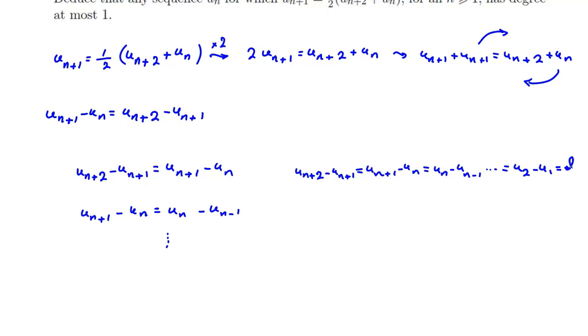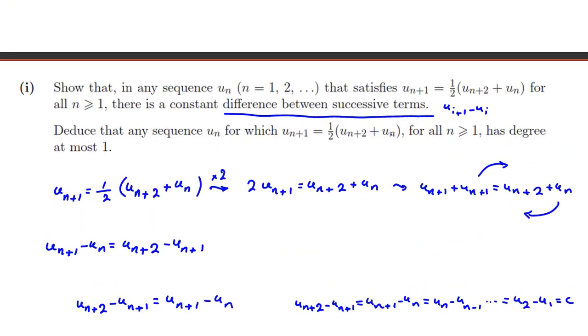We know u_2 is what, u_1 is what? It's a d. Or let's consider it as C, the constant. Now the problem says what? First, prove this part, which we proved, and then it says deduce that any sequence u_n for which u_{n+1} equals this, for all n greater than or equal to 1, has degree at most 1. So let's check that.